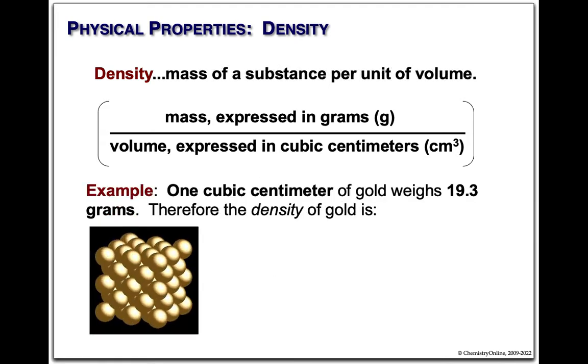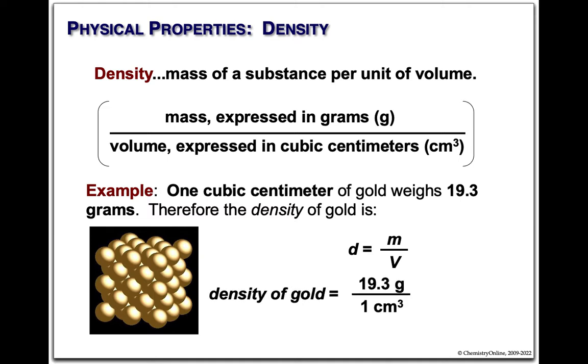If we have exactly 1 cubic centimeter of gold, that would weigh 19.3 grams. The formula for density is mass divided by volume. Our mass here is 19.3 grams, our volume is 1 cubic centimeter. Our density is therefore 19.3 grams per cubic centimeter. That's all in the world density is.